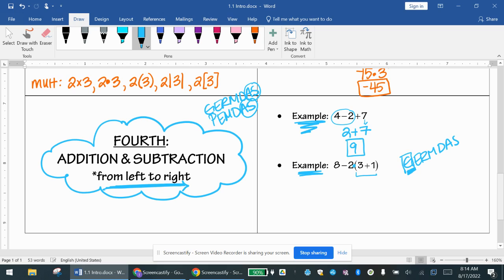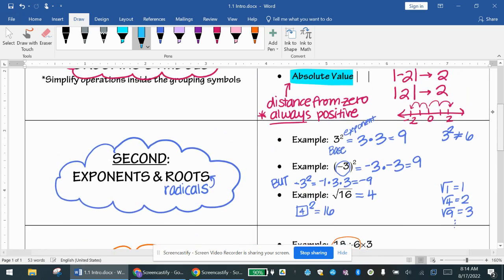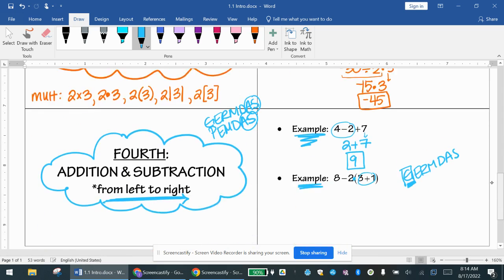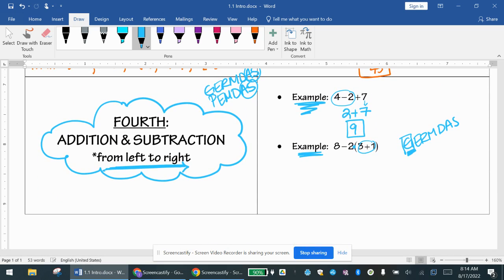So I'm going to go ahead and do what's inside the grouping symbols first. Remember, we're following the order of operations. And as we learned up here, you're always first going to work with anything inside the grouping symbols, parentheses, brackets, or absolute value. So 3 plus 1 is 4. Then I'm going to bring everything else down the same. I put the little dot for multiplication, but you don't have to. You can also just keep it as 8 minus 2 parentheses 4.